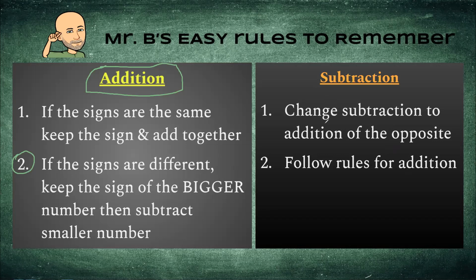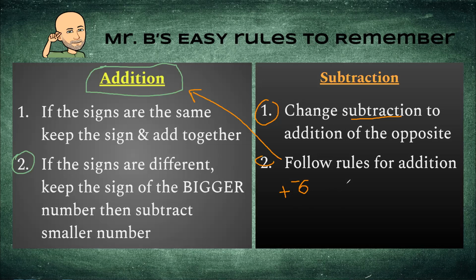Okay, so for subtraction, this is the key right here. Change subtraction to addition of the opposite. All right, let's look at something here. If I have subtraction of 6, I'm going to change subtraction to addition of the opposite. And then part 2, follow the rules for addition.